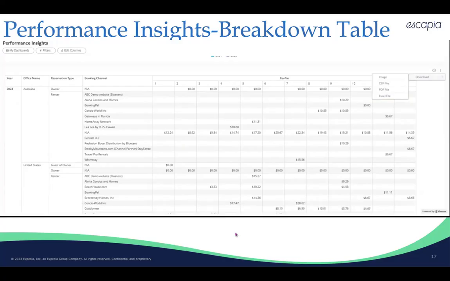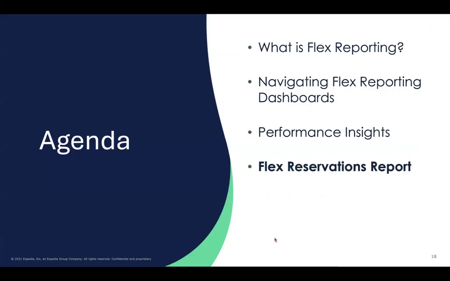One way that I know some people have chosen to use this is if an owner is specifically requesting, hey, I want to know where my reservations are coming from. They'll filter by that specific unit, edit the columns to include the booking channel, and then they will very easily be able to download in order to share that information. And that is your performance insights.